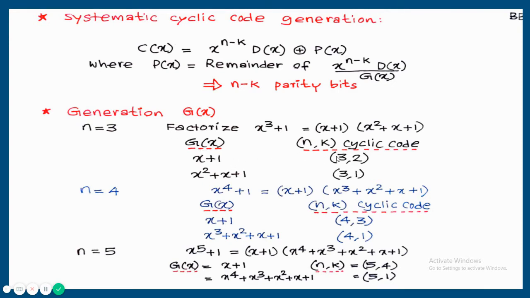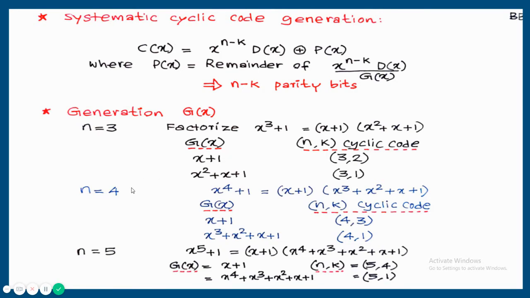Number of parity bits are 2 means the number of data bits should be 1, and if number of parity bits are 1, the difference should be 2. So 3, 2. If the second polynomial is selected as generator polynomial, number of parity bits are 2, so 3 minus 2 will be 1. So we can generate a 3, 2 cyclic code or a 3, 1 cyclic code using these polynomials.